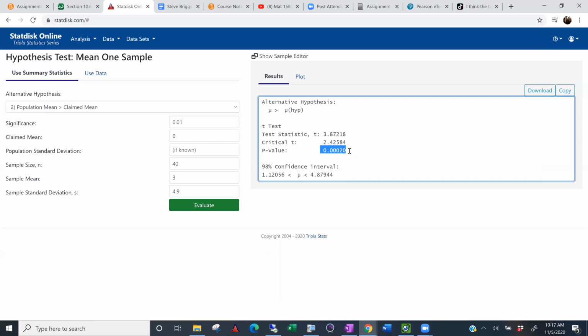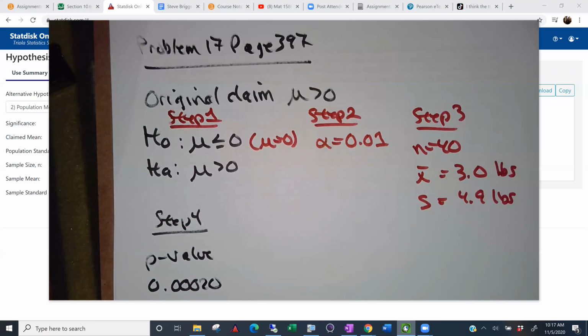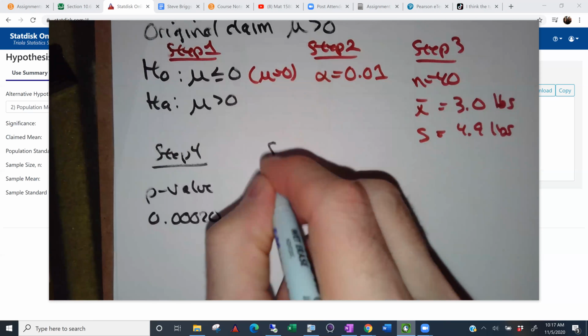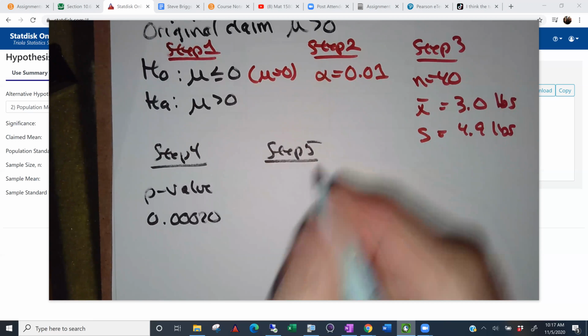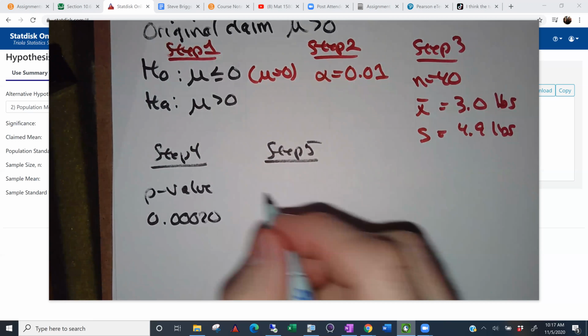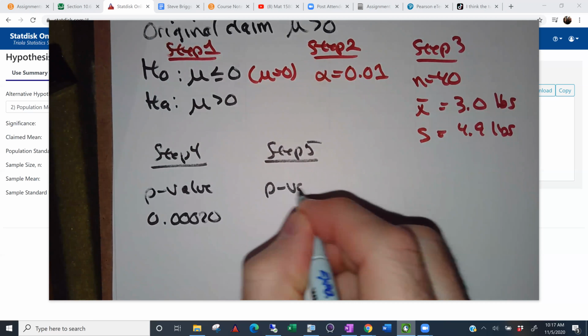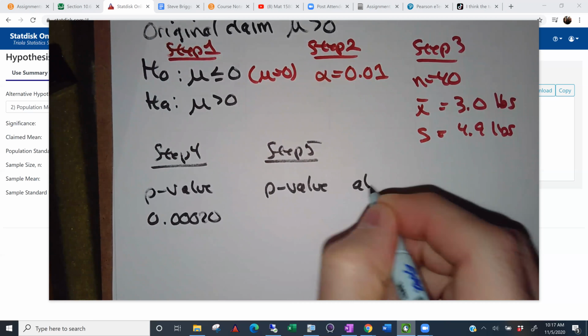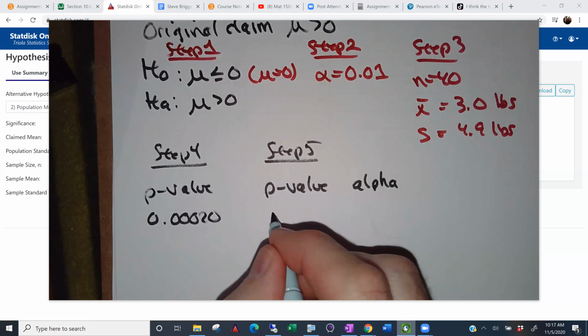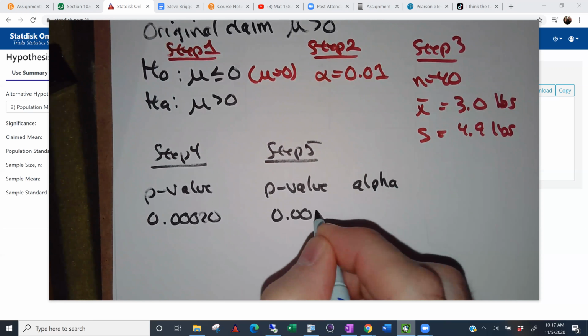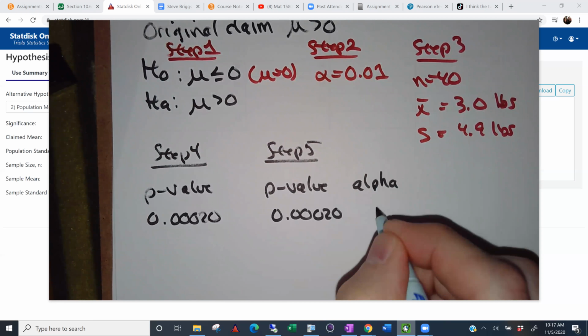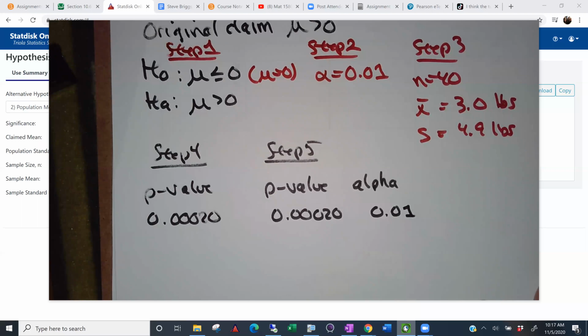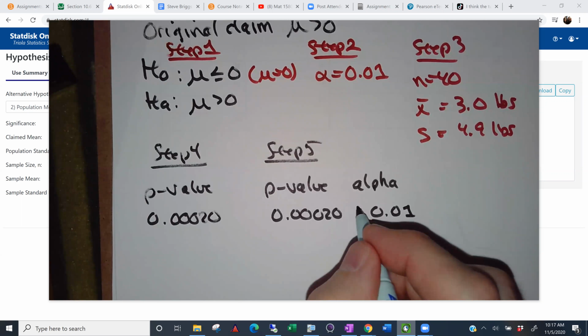Is everyone able to get that p-value from this? Yes. Okay. So that brings us to step 5. Step 5, want to compare your p-value to alpha. Our p-value was 0.00020. Alpha was 0.01. So our p-value is less than alpha.